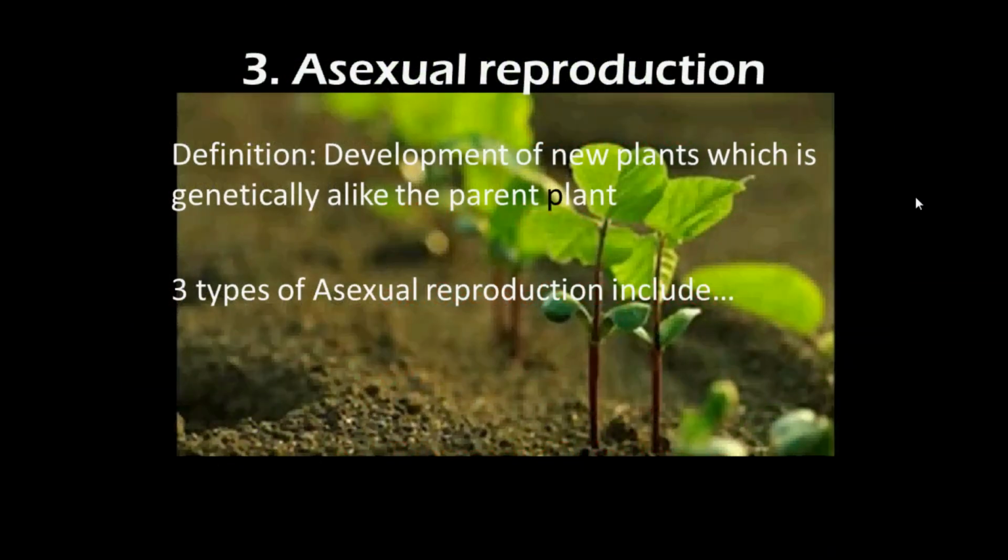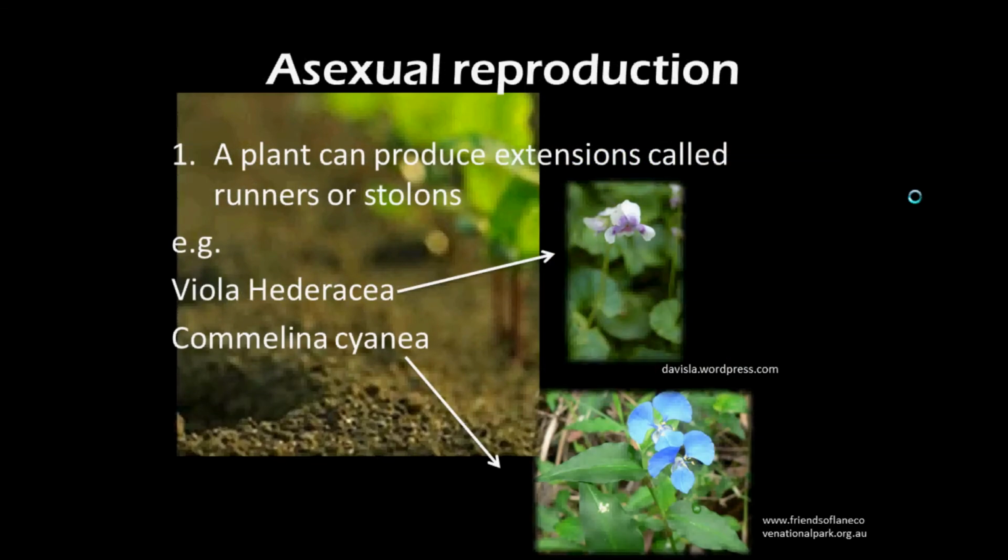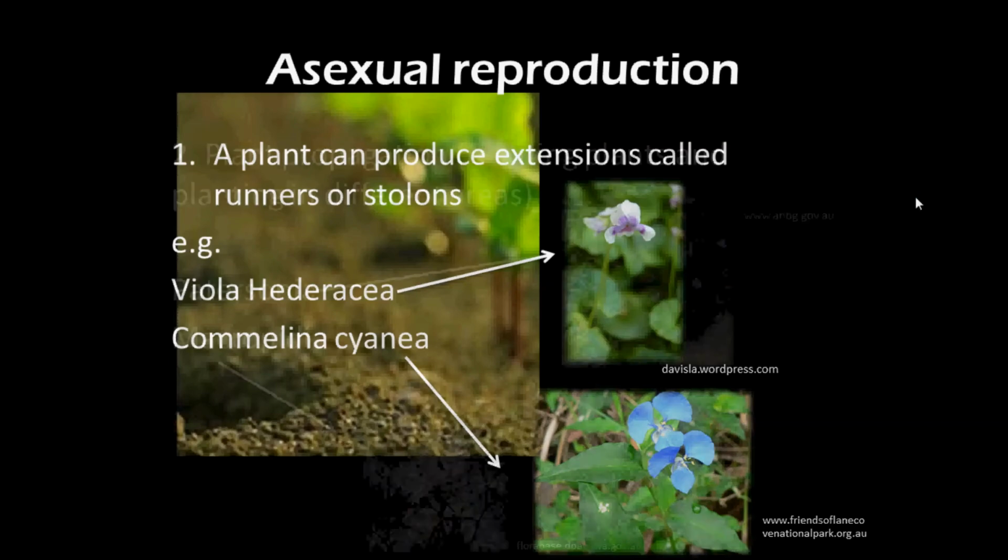Asexual reproduction is the development of new plants which are genetically alike to the parent plant. Three different types of asexual reproduction found in Australian flora include: 1. A plant can produce extensions called runners or stolons. Examples: Viola hederacea and Commelina cyanea.